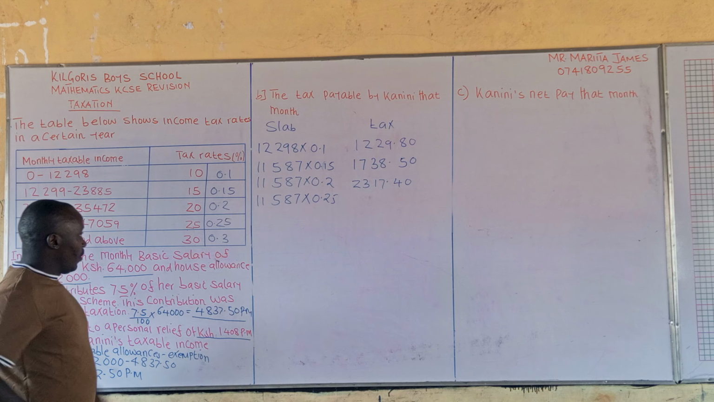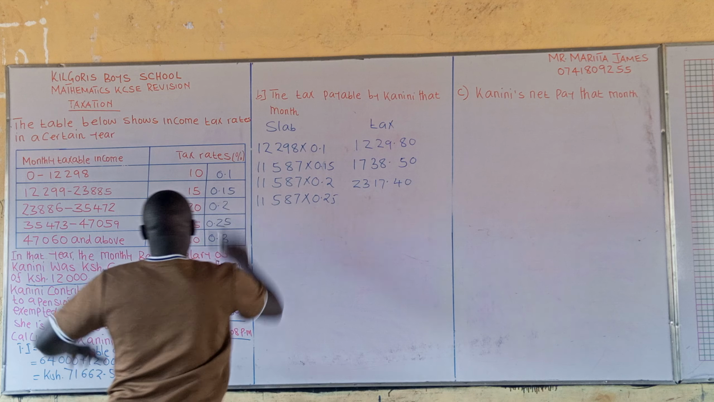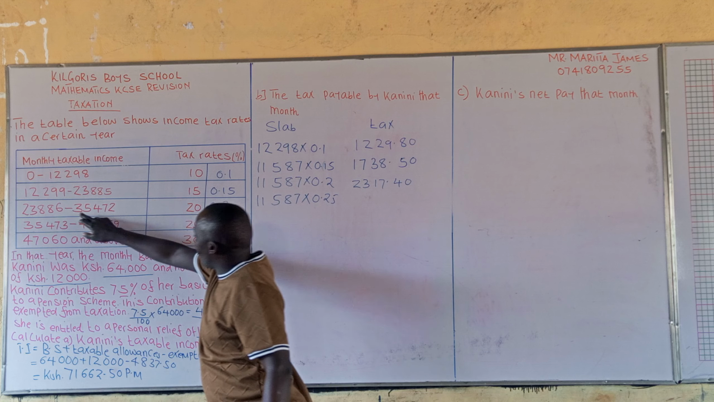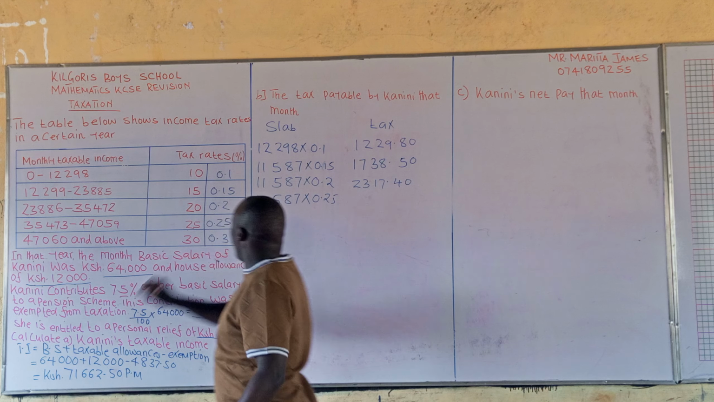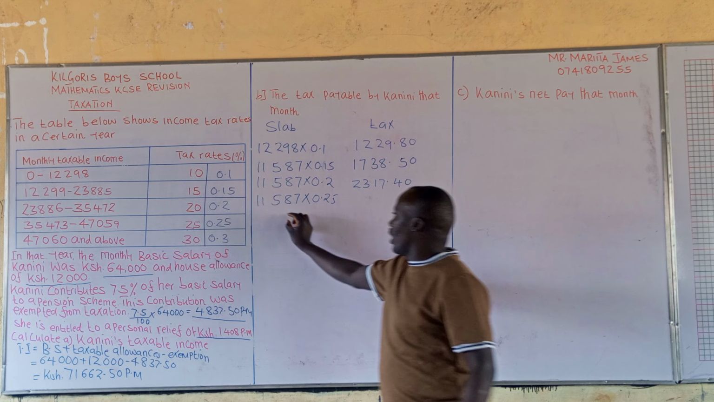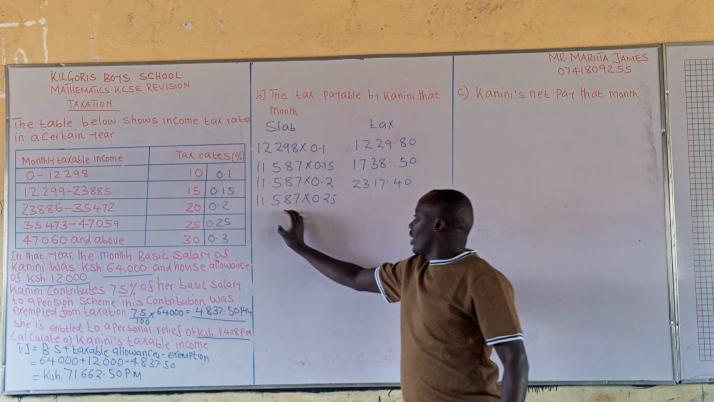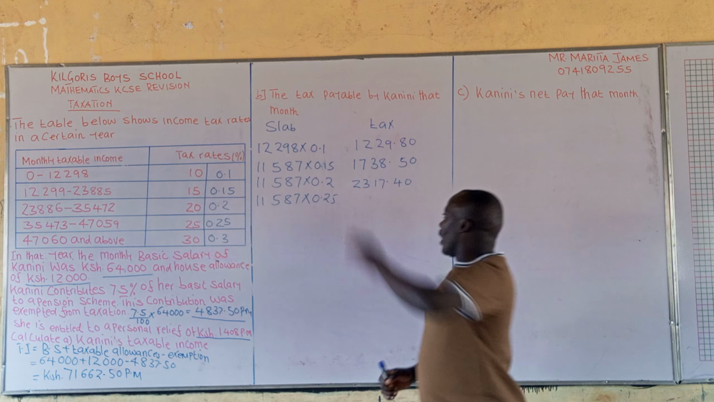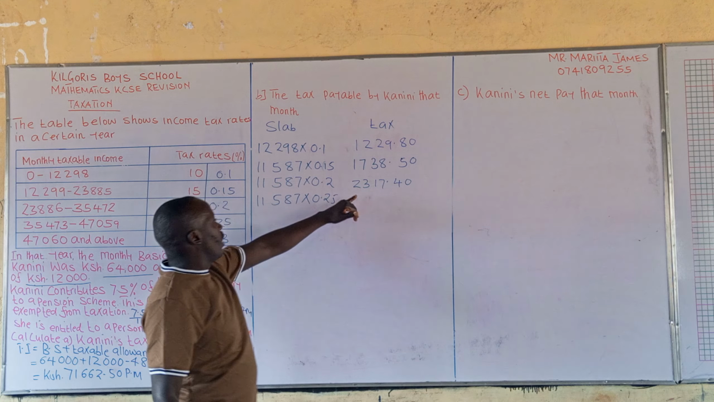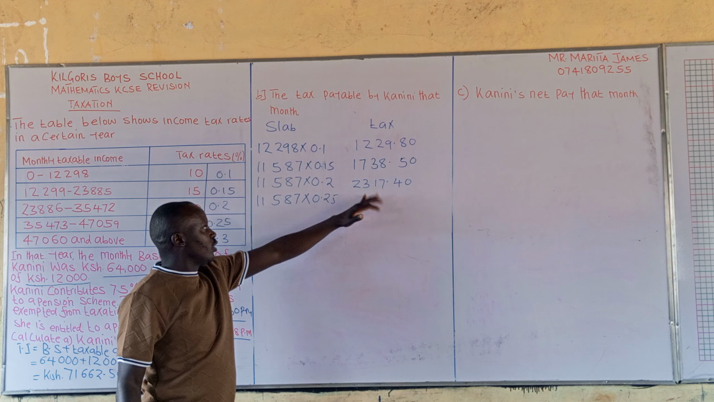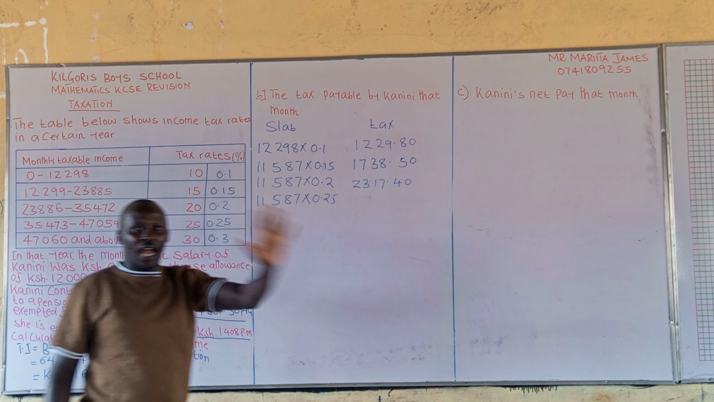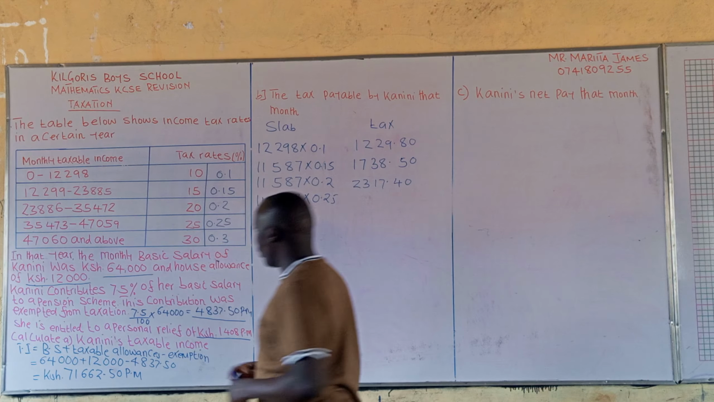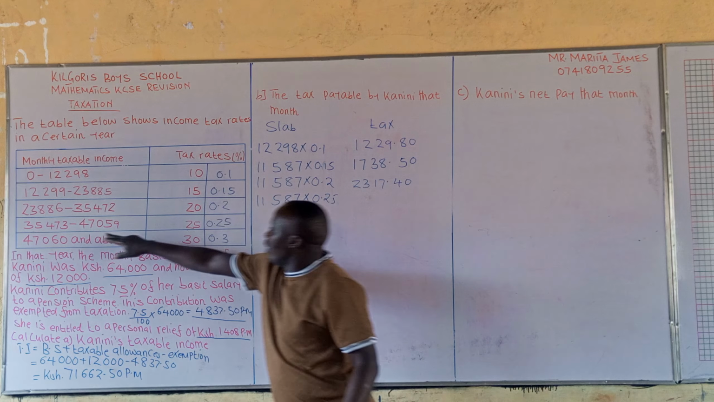And therefore here now, in this place you will have a difference of 35,472 minus that one. That one gives us 11,578 times 0.2. That one will be equivalent to 23,317 and 40 cents.